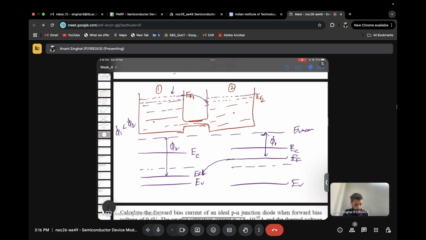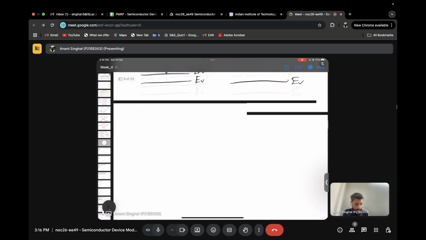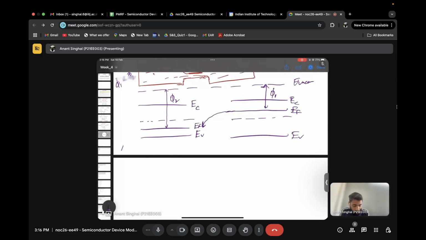This is what I'm trying to say, or let's say we are establishing these two things, that electrons will always flow from higher Fermi to lower Fermi level, or electron will flow from smaller phi to the larger phi.